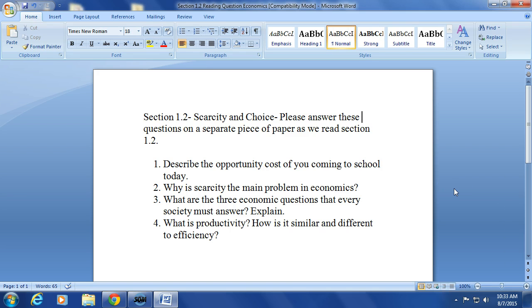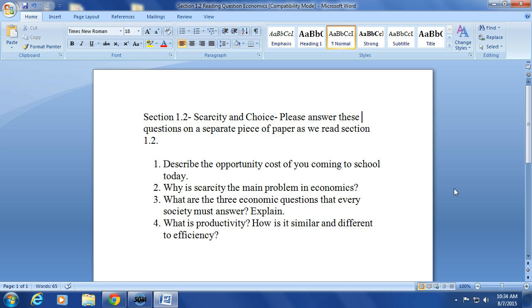All right, now let's take a look at these 4 questions. Right now you should be on page 8. If you haven't turned to page 8, go ahead and do that right now. I'm going to talk about a concept called opportunity cost. The opportunity cost of something is the most important thing you gave up when you decided to do something.